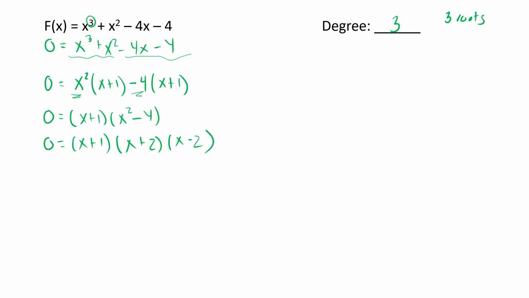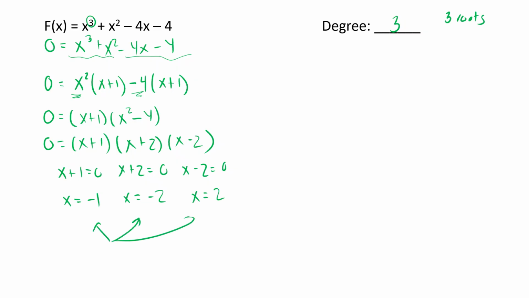And now we apply the zero product property. So I have 3 things multiplied together that give me a 0, which means at least one of those had to be a 0. We'll subtract 1 from both sides to figure that one out. We'll subtract 2 from both sides to get that, and here we'll add 2, and lo and behold, shocker of shockers, we have 3 roots. Okay, 3 values of x that will make that polynomial equal to 0. So let's take a look at that graph.